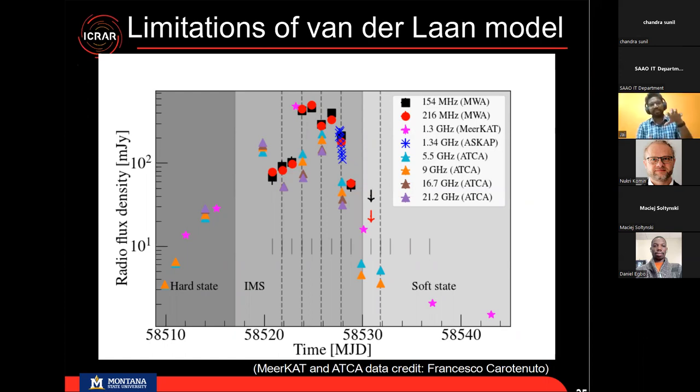Then the compact jet switched off, and what we detect is a transient jet. So what we are detecting at the peak is nothing but a transient jet.